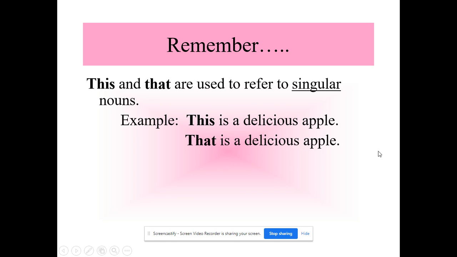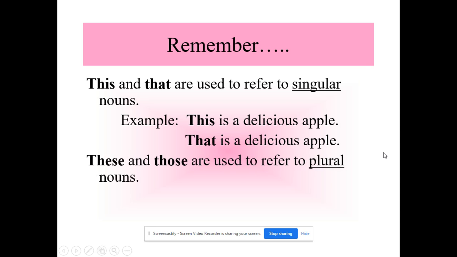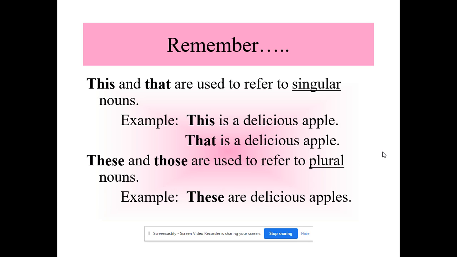Usually, if you don't have linking verbs, you would see them right next to the words that they're going to modify. And then we have to remind ourselves that the words these and those, they're plural. So that's going to refer to multiple objects. So these referring to near you, those referring to something that's away from you. Again, same examples here. These are delicious apples. The word these is referring to apples and it's near you. Those are delicious apples. Again, those is modifying the word apples.